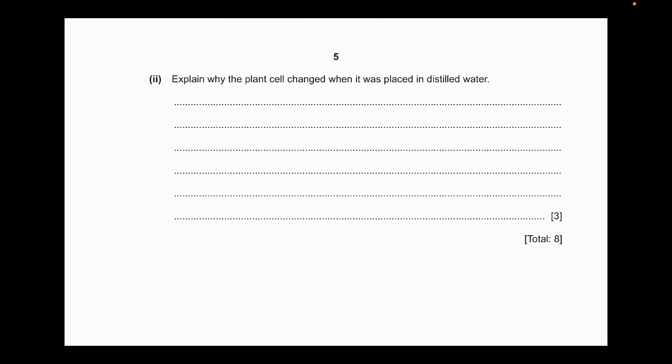Next question. Explain why the plant cell changed when it was placed in distilled water. So basically, when the plant cell was placed in distilled water, water moves into the cell by osmosis. Through the partially permeable membrane, the cell contents are more concentrated than the distilled water, so water moves inside the plant cell.